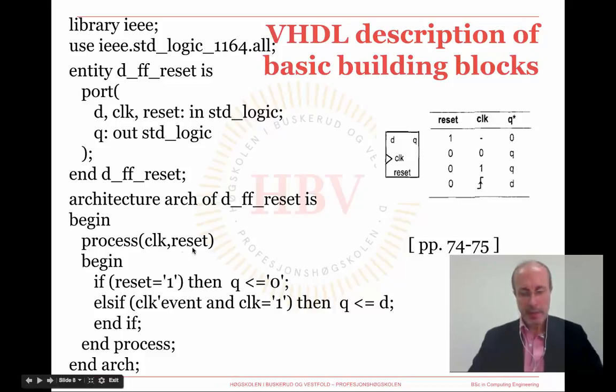The process is activated whenever there is a change in the clock or reset inputs. When that happens, and because the reset input is dominant, we must set the output to 0 if reset is active. Otherwise, if the clock transition corresponds to a rising edge, then the output will be updated with the current value of the input. And that's it.